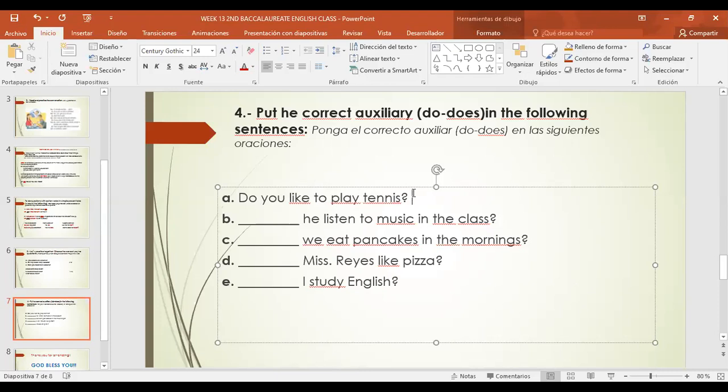Me gusta. ¿Te gusta jugar tenis? Si te gustaría, tú dirías yes, comma, I do. Porque la pregunta tiene do. Entonces, básicamente, utilizamos el mismo auxiliar para responder. Okay. Entonces, solo le tocaría hacer estas cuatro actividades, estas cuatro oraciones, and that's all. Y eso es todo. Okay.